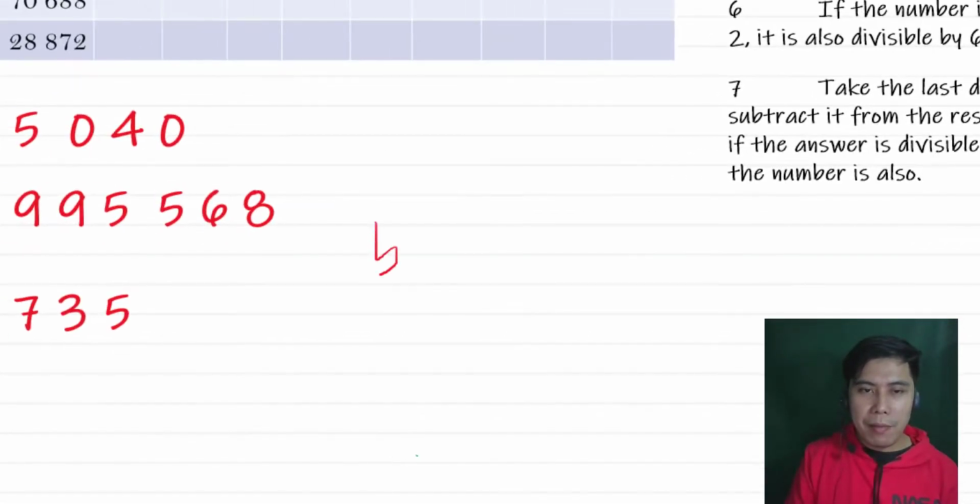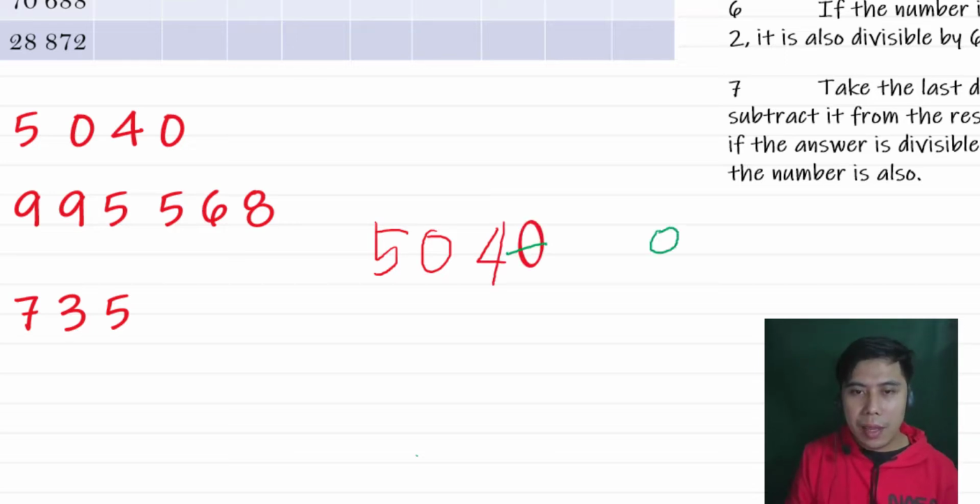So let's take 5040. The last digit is 0. We take it out and multiply it by 2. Then the product is subtracted from the remaining digits. So the remaining digits are 5, 0, and 4. We minus 0, then we get 504.